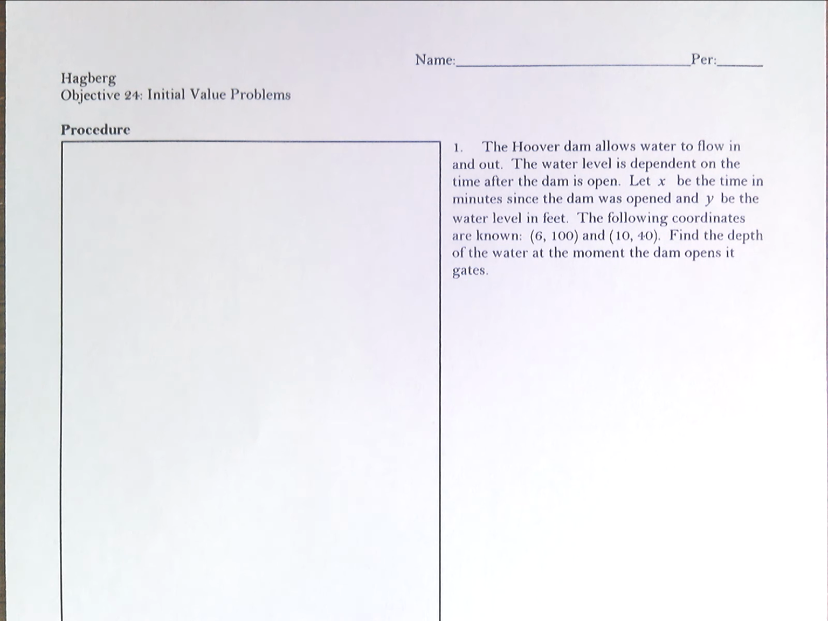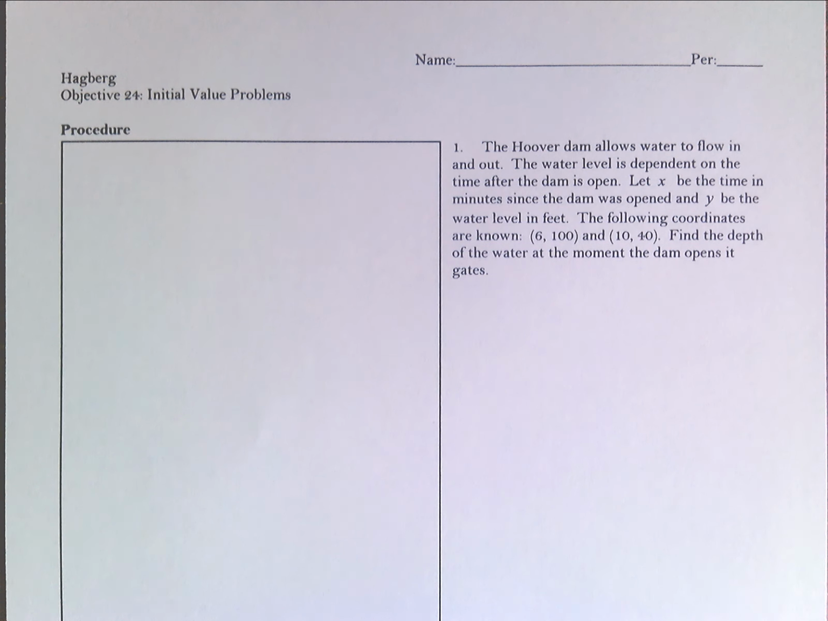All right, here we go with objective 24, the second to last objective of our unit. Here we're going to talk about initial value problems. These types of problems use what we know about slope to find other points that aren't given points. This process is called extrapolating or interpolating data.